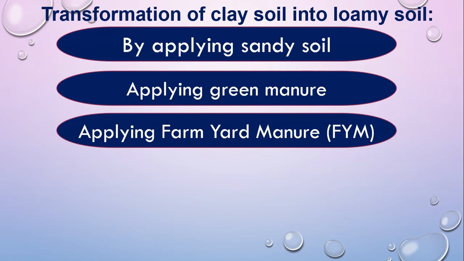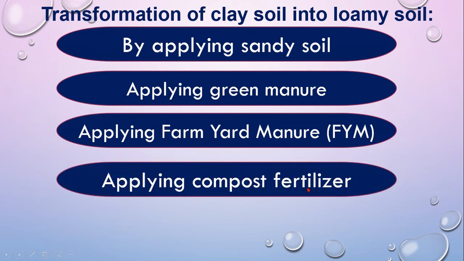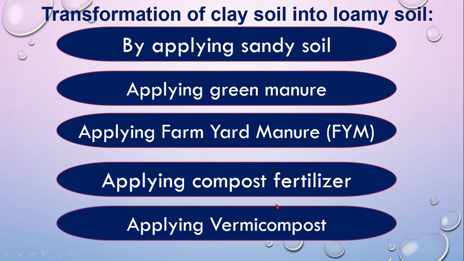I told you before, farmyard manure means the manure which is produced in the farm, that means cow dung, poultry excreta, duck excreta, livestock excreta. These are examples of farmyard manure. So mix that one with the clay soil properly. Compost fertilizer, get the compost fertilizer and mix it properly with the clay soil, then it is supposed to be converted into loamy soil. Last one is vermicompost, which is made from the earthworm. So get that one and mix it up with the clay soil and convert into loamy soil.